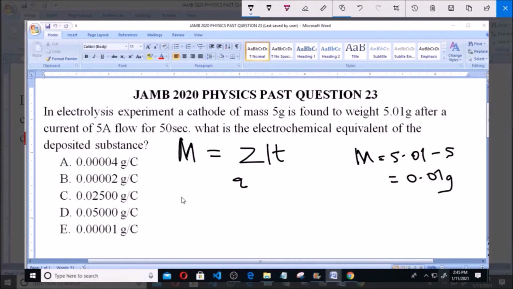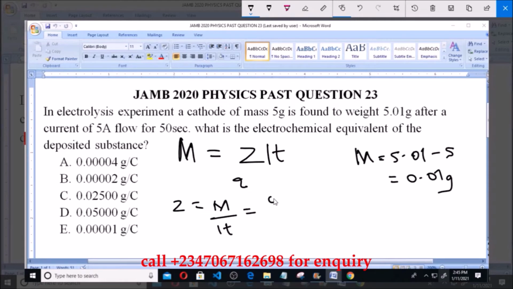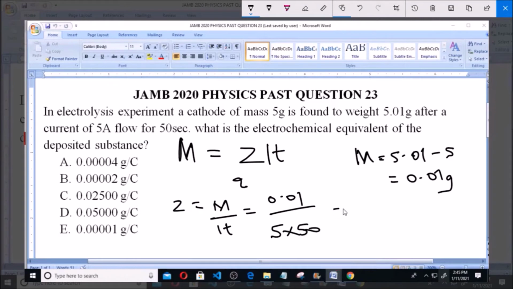Now, from this we have that Z is equal to M over IT, which is equal to 0.01 over, now, the current is 5 multiplied by the time, which is 50 seconds, and this is equal to 0.01 over 250, and this is equal to 0.00004 gram per coulomb. This is the answer to this question, and that is option A.